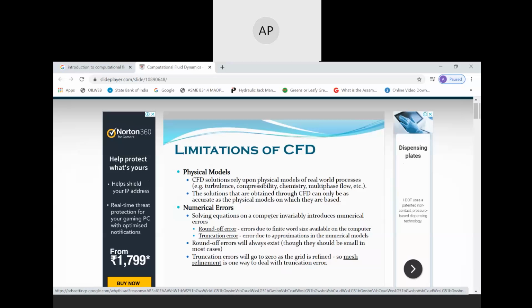Limitations of CFD. So there are some limitations in the application of computational fluid dynamics, and these are physical models. CFD solutions rely upon physical models of real world processes, for example, turbulence, compressibility, chemistry, multiphase flow, etc. The solutions that are obtained through CFD can be only as accurate as the physical models on which they are based.